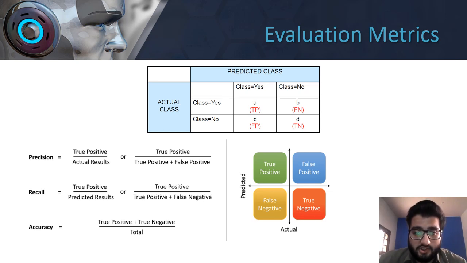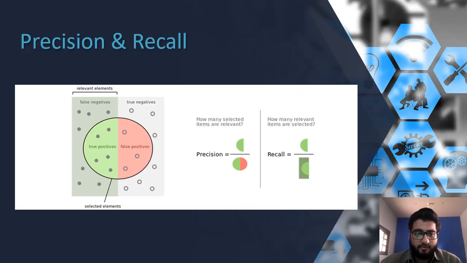Accuracy, as the name suggests, tells us how accurate our predicted model is, and it is the most widely used metric. The precision tells us how many of our selected items are relevant, which is actually the ratio of our accurate results with our actual results, while the recall tells us how many relevant items are selected, which is a ratio of our actual results with our predicted results.